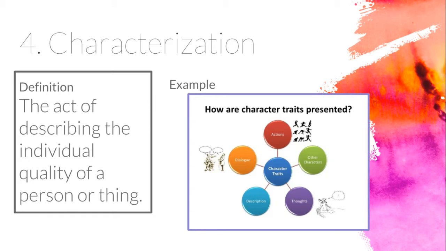Characterization. So this is describing the individual quality of a person or thing. So usually the character, so describing Harry Potter, he was an orphan. He's kind of the hero of the story. So describing his physical traits, he has the scar, and his personality traits. So both personality traits and physical traits of those characters.